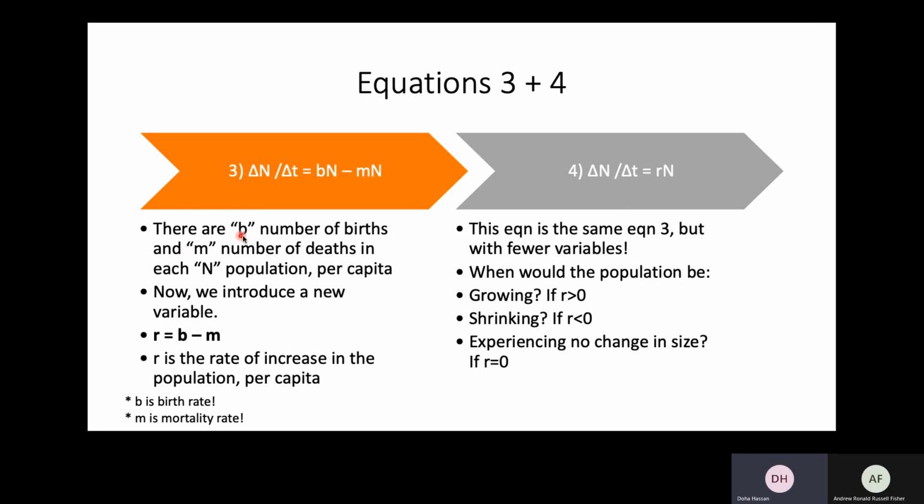So there are B number of births, right? We already said that. And then M number of deaths. We already know that variable as well, in each N population per capita. So this is kind of what I was saying about where it gets a little bit different, is that per capita means per individual. So it's kind of a way of indicating the rate of change based on the number of individuals.